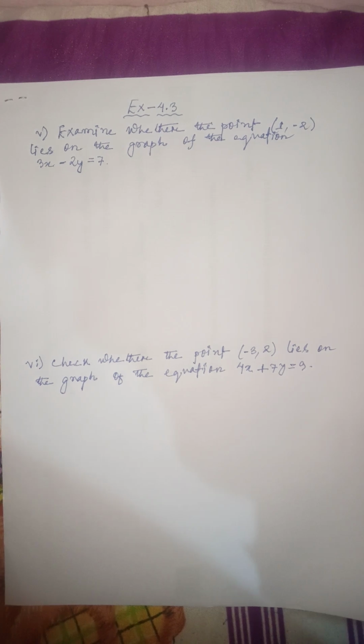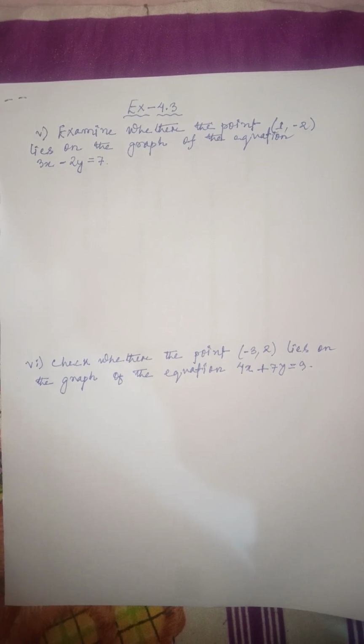Today, I'll solve exercise 4.3, Roman number 5. Examine whether the point 1, minus 2 lies on the graph of the equation 3x minus 2y equal to 7. Here, in the given question, we have to check whether the given point lies on this equation or not. Right? So this is the thing which we need to examine.